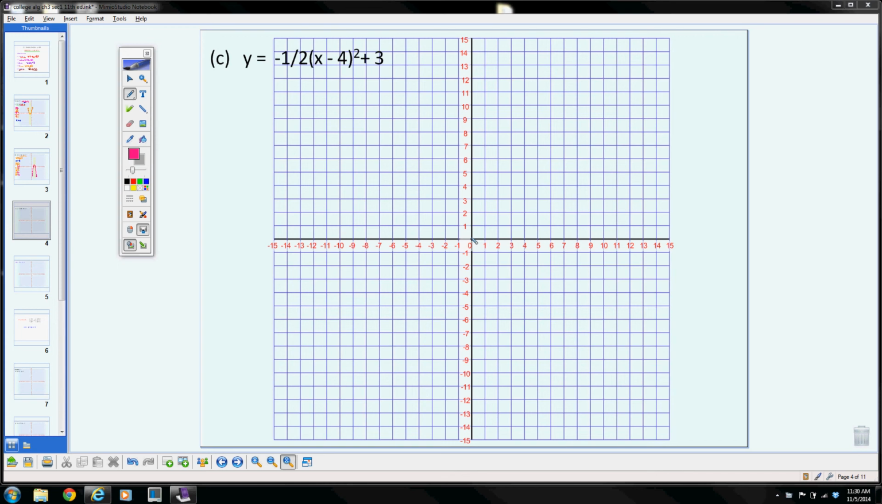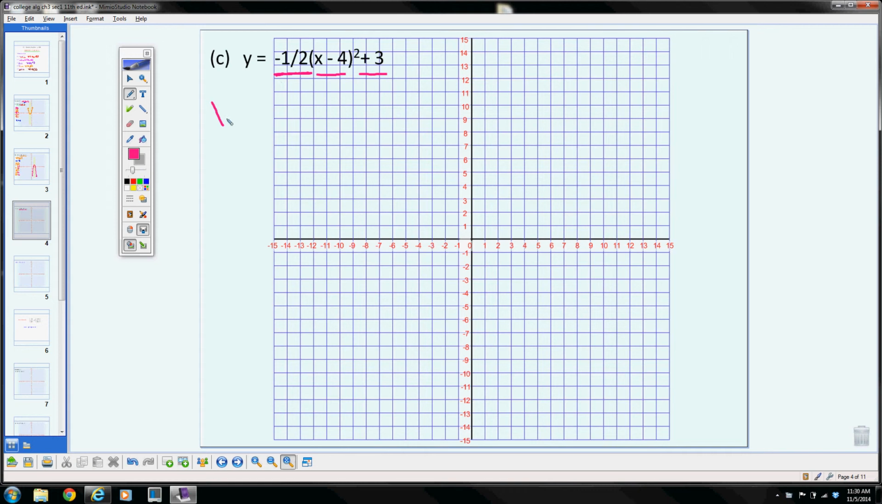Okay, let's look at another parabola in vertex form. From a previous chapter, we know that this one should be going down, and we know that fractions in the front make it a little bit wider, so it should be a little fatter. We know that the vertex, or the translation, should be to the right 4 and up 3.